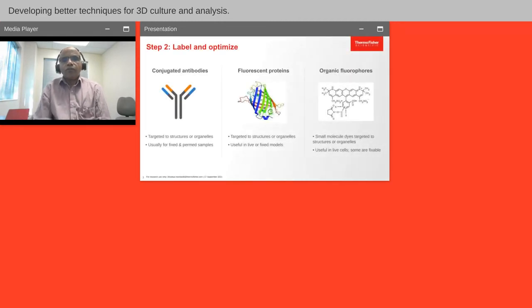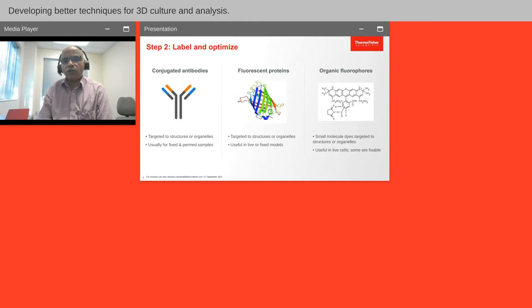When you look at labeling and optimization with molecular probes, we have about three different strategies in this space. One is conjugated antibodies. You can conjugate primary antibodies using our conjugation kits, but we also have several Alexa Fluor-based conjugated IgGs that can be used as secondary antibodies to stain your samples or your markers.